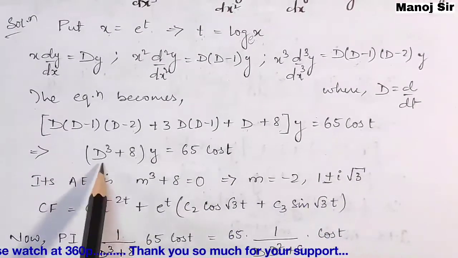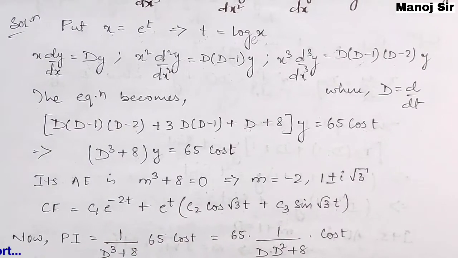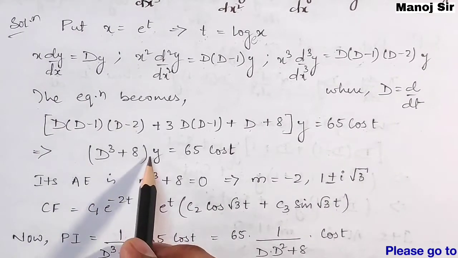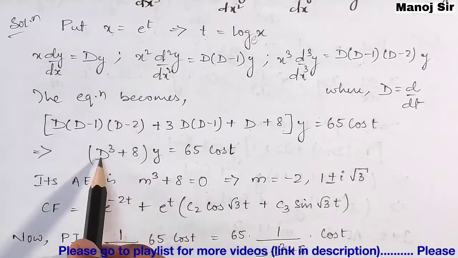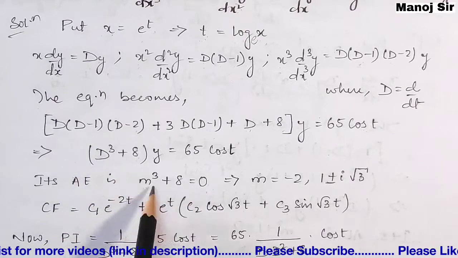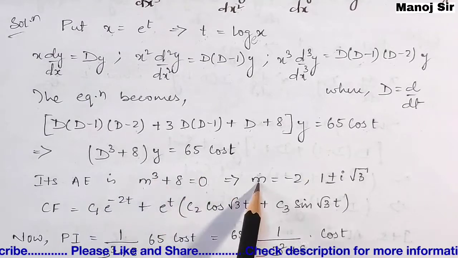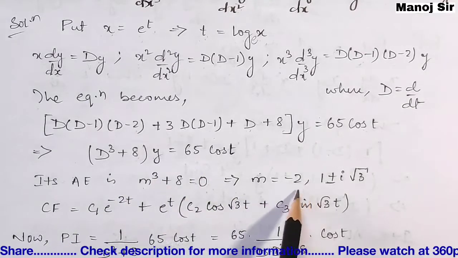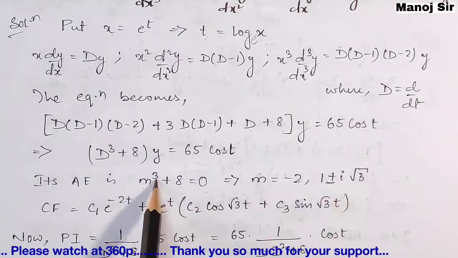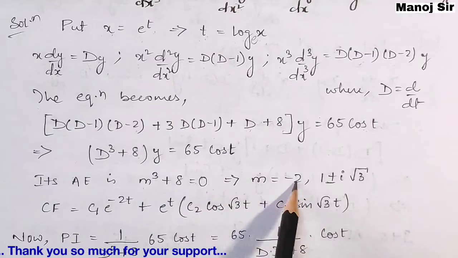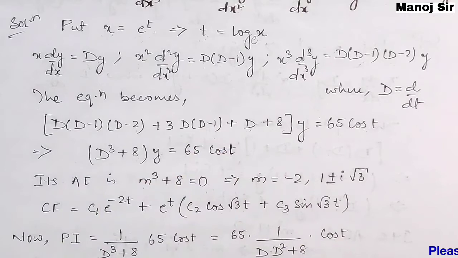Now after writing this equation in symbolic form, my next duty is to find the auxiliary equation. To write the auxiliary equation, we equate the coefficient of y, that is D cube plus 8, to 0, but instead of writing D, I am writing m. So m cube plus 8 equals 0. If you solve this equation, you will get m equals minus 2, 1 plus i root 3, and 1 minus i root 3. We have 3 roots.